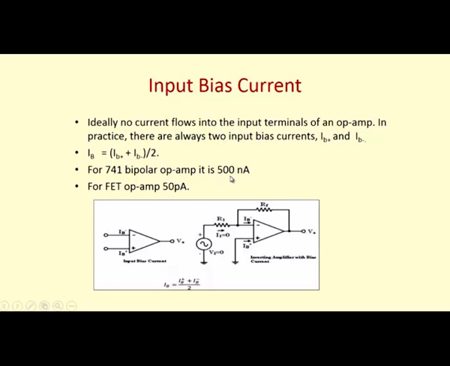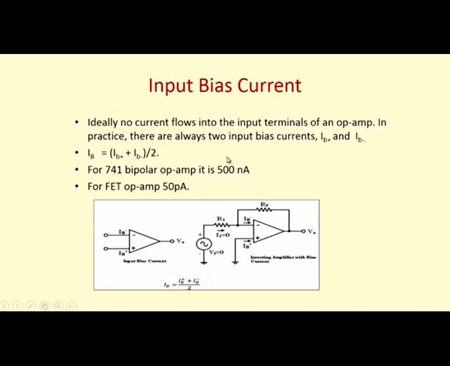So first is the input bias current. The input bias current is the average of the current drawn by the two terminals, positive and negative terminal, which is given as IB plus, IB minus divided by 2. IB plus is the current drawn by the positive terminal and IB minus is the current drawn by the negative terminal. The average is the input bias current, which is given as the specification for 741.